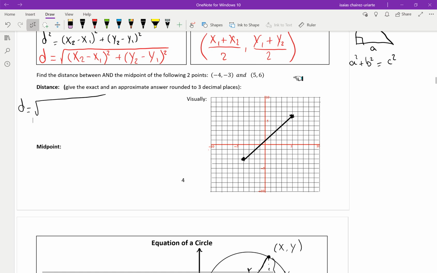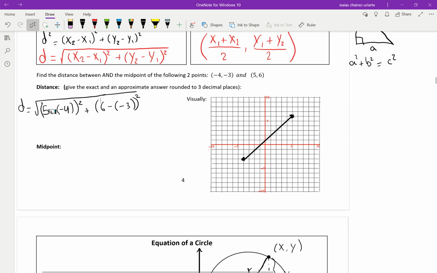So I'm going to do 5 minus, now I have to be careful here, -4, be careful with your signs. And all of this is squared plus, then I have 6 minus -3 squared. Again, be careful with your signs here. Think about what I did. So I said this is my x2, 5. So 5 minus, this is my x1, 5 minus -4. Notice that I put a little parenthesis around my -4.